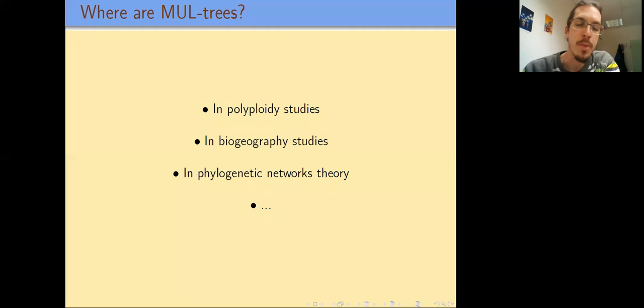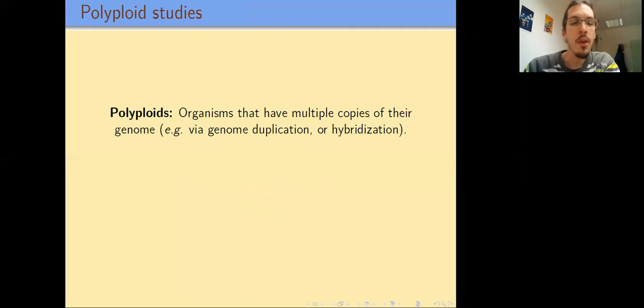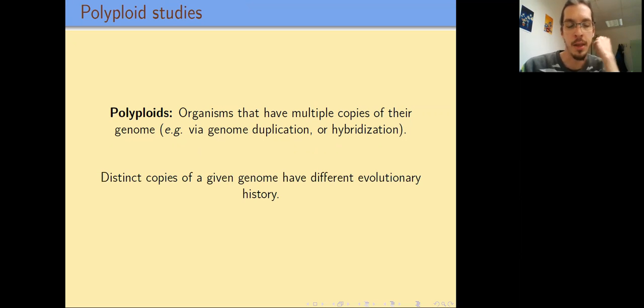So polyploidy first. So a polyploid organism is an organism that has more than one copy of its genome. This can arise via genome duplication, via hybridization. And distinct copies of a given genome, they may have a different evolutionary history.